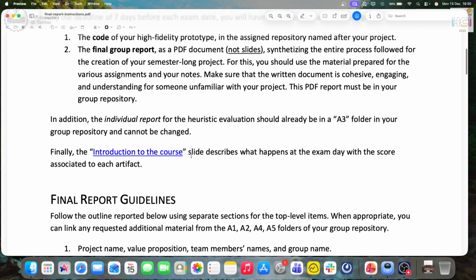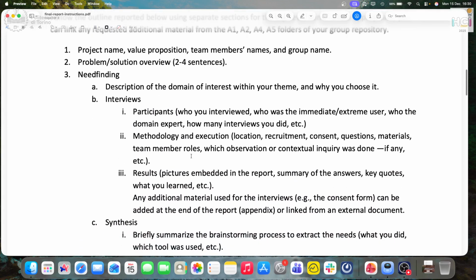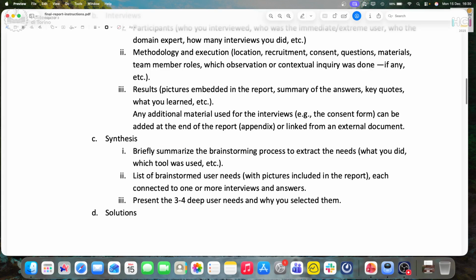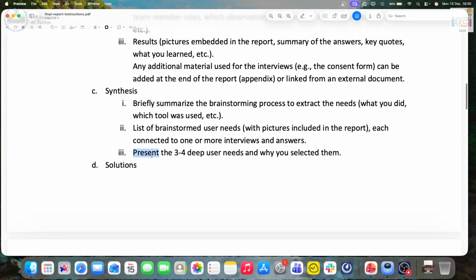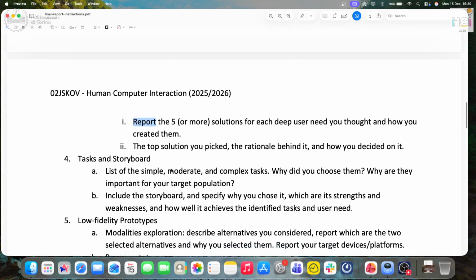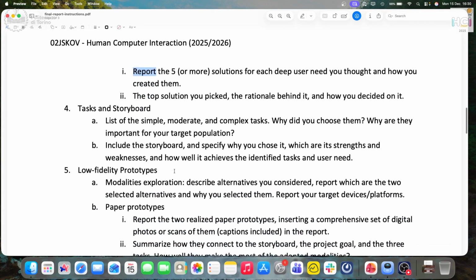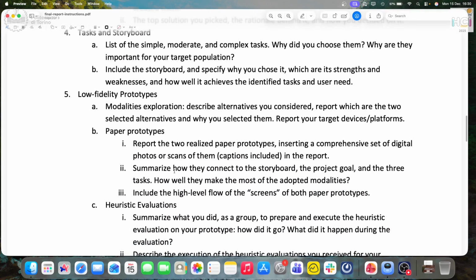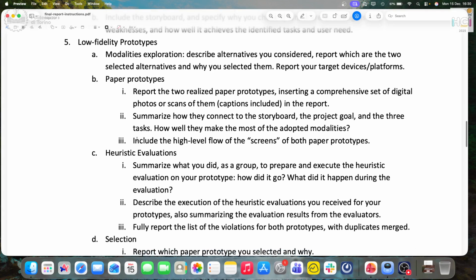The other things I can say about this report, about this format, is that whenever you see summarize, list, present, report, include, embed, etc., it means that this information should be in the document. Not linked from the document, but inside the document, even if you have it somewhere else. So include the high-level flow means that in the document there should be the pictures of the 2 high-level flows.